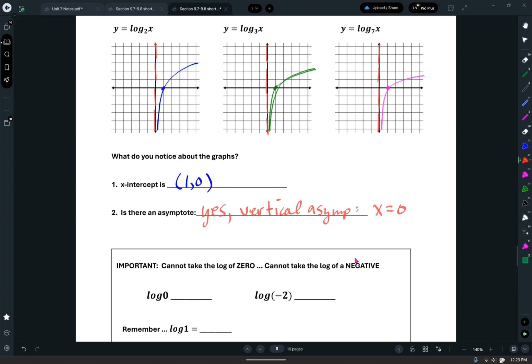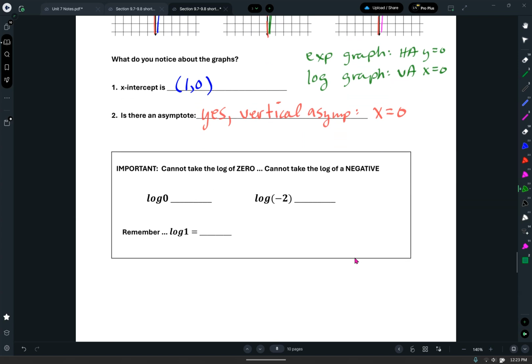So it's something interesting, and I'll put this down here as a note: the exponential graphs have a horizontal asymptote at y equals 0, but the log graphs have a vertical asymptote at x equals 0, meaning the basic parent function has that horizontal or vertical asymptote. Something to keep in mind, what do we know about logarithms?